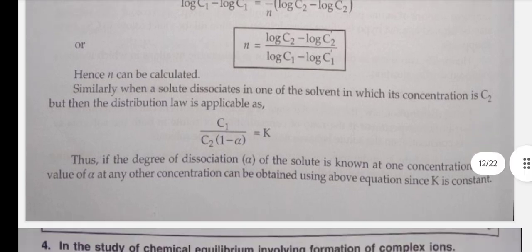Similarly, when a solute dissociates in one of the solvents in which its concentration is C2, then the distribution law is applicable as C1 upon C2 into 1 minus alpha is equal to K. Thus, if the degree of dissociation of the solute is known at one concentration, the value of alpha at any other concentration can be obtained using the above equation since K is constant.